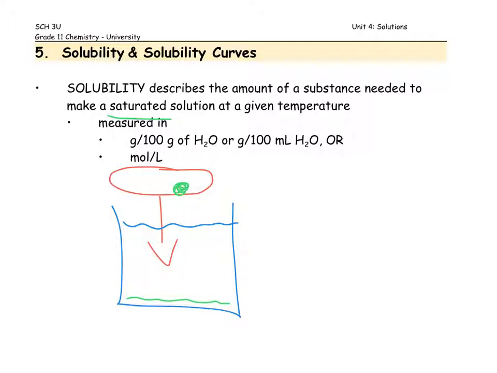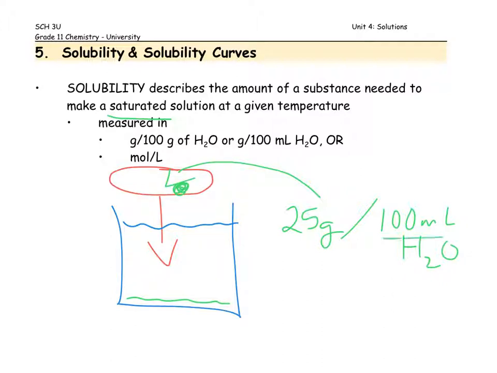So for instance, if I were to describe the solubility of a particular solid as being, let's say, 25 grams per 100 milliliters of water, what that would mean is that the maximum amount of that solid that I could add to 100 milliliters of water would be 25 grams. And if I added 26 grams of that solid to the solution, what would I expect to see? I would expect there to be a 1 gram precipitate at the bottom of my container.